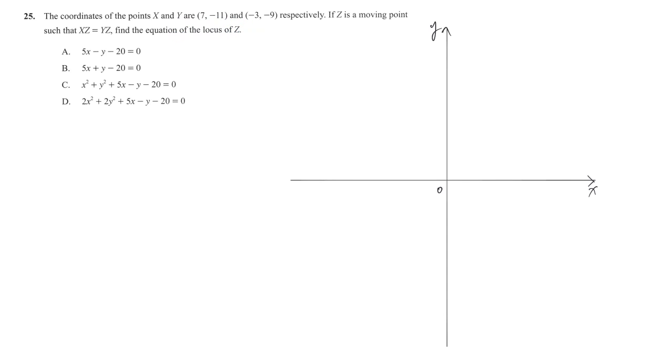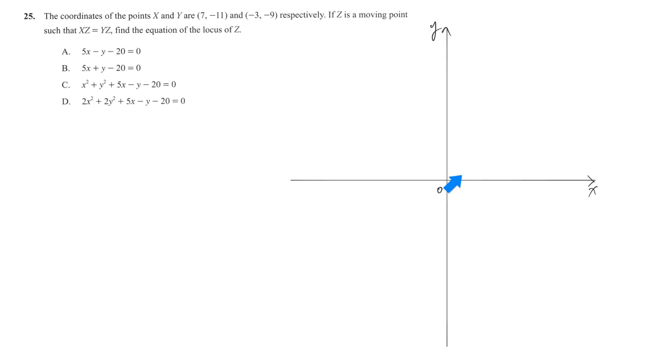Yeah, two points, and then Z is a moving point such that XZ equals YZ. Some of you may already memorize that the locus of Z will be the perpendicular bisector of XY. But anyway, we just try to write here.